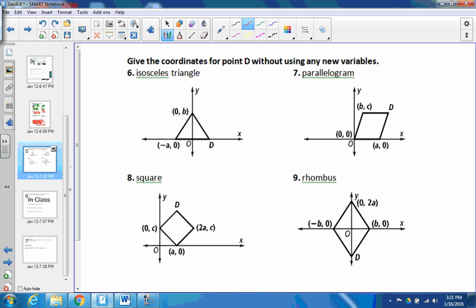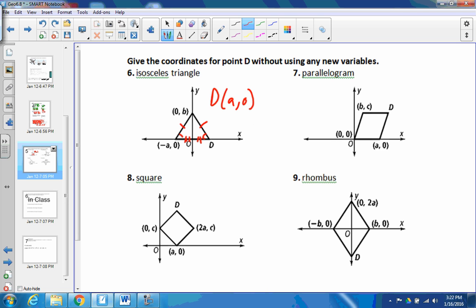Give the coordinates for point D without using any new variables. So this is an isosceles triangle, meaning this side is congruent to this, and this angle is congruent to this angle. And this is bisecting the side and the angle, so these sides are congruent as well. So we would be going over positive A and up 0.